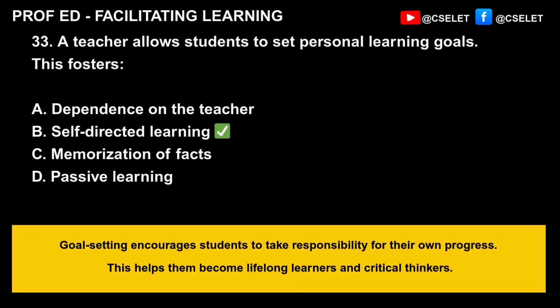The correct answer is letter B. Self-directed learning. Goal setting encourages students to take responsibility for their own progress. This helps them become lifelong learners and critical thinkers.